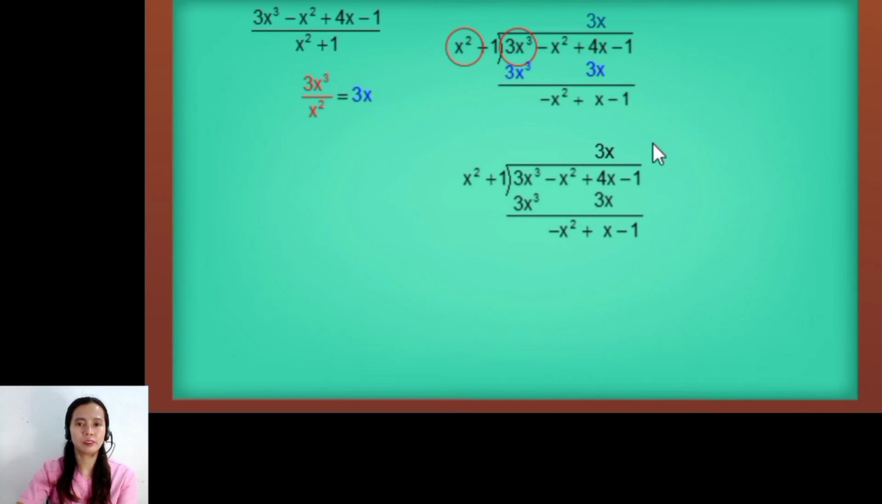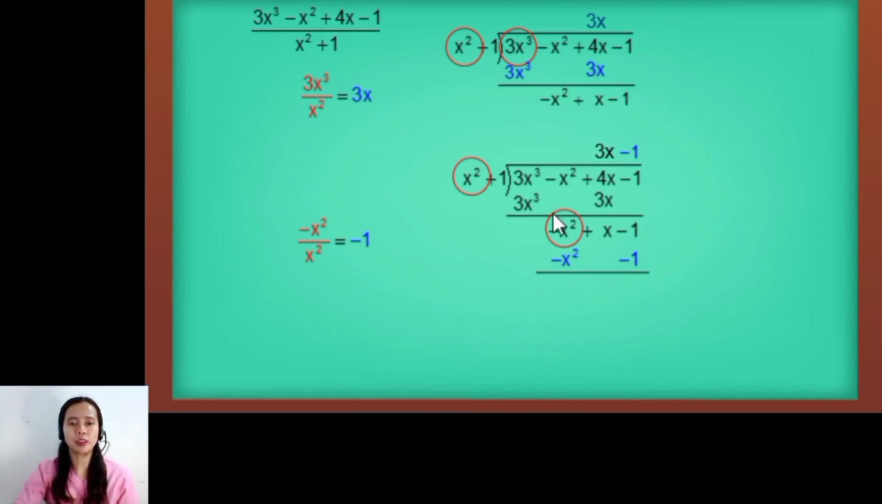Change the sign. Yan. So, we have negative x squared. Just bring it down. Ito, we have 3x. So, papalitan mo na sign. Subtract. So, x then bring down. Let us continue. So, negative x squared. I-divide natin sa x squared. Okay. So, we have negative 1. Negative 1 times x squared plus 1. Negative x squared. Negative 1. So, itatapat mo. Okay? Then, change the sign. Then, subtract. Then, add. After you change the sign, then you add.